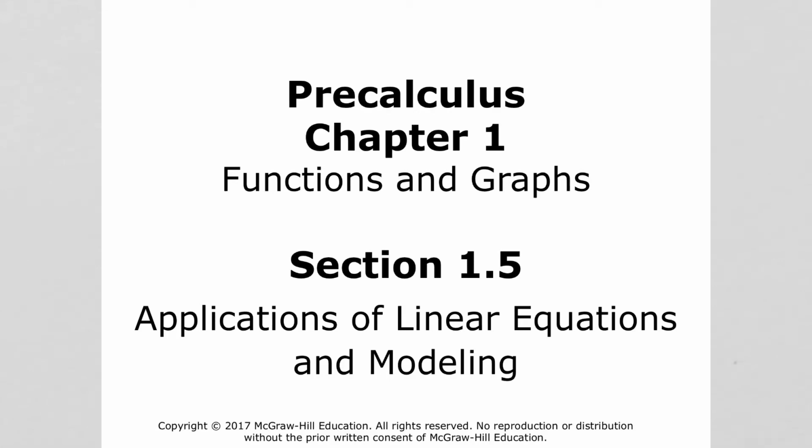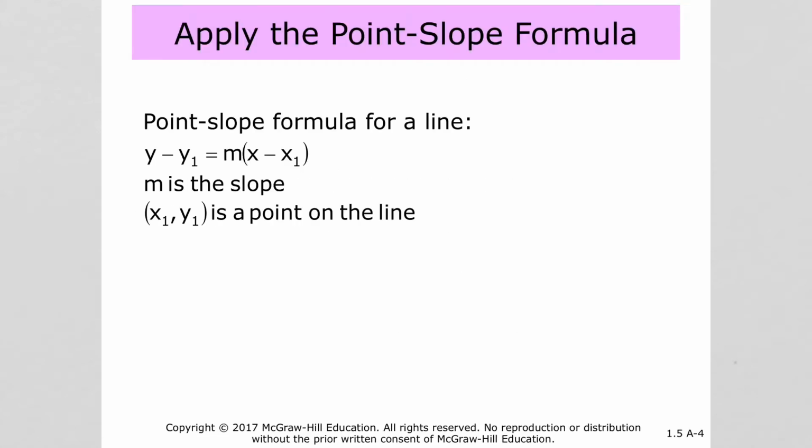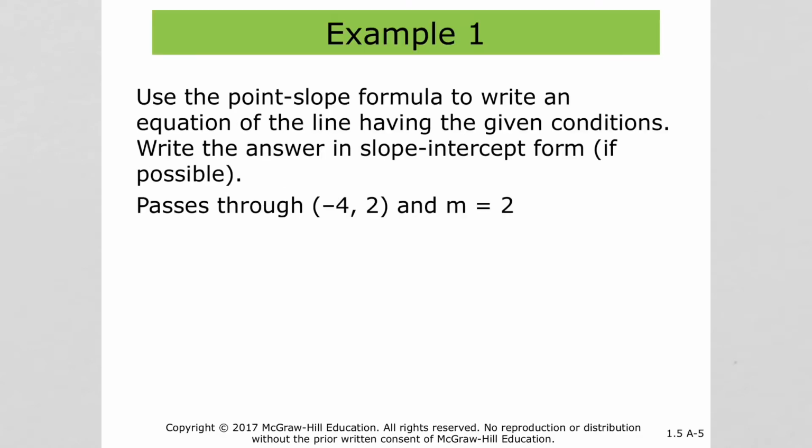With section 1.5, we're continuing our investigation of functions. So we're looking at linear functions and modeling, which just means looking at real-world applications. So first we are talking about the point slope formula. Point slope is y minus y sub 1 equals m times x minus x sub 1. So if we have a point, x sub 1, y sub 1, and the slope m, then that will give us the point slope formula.